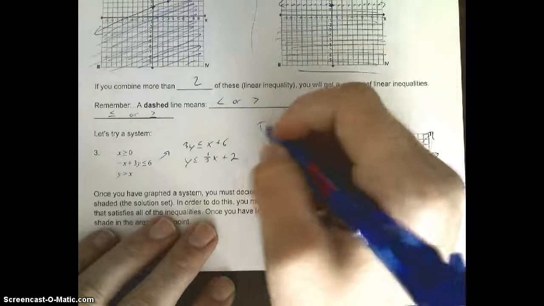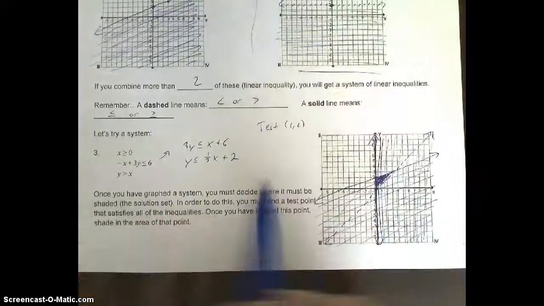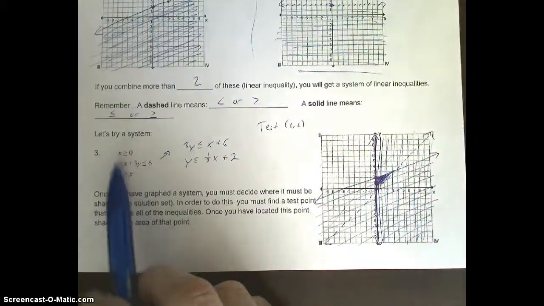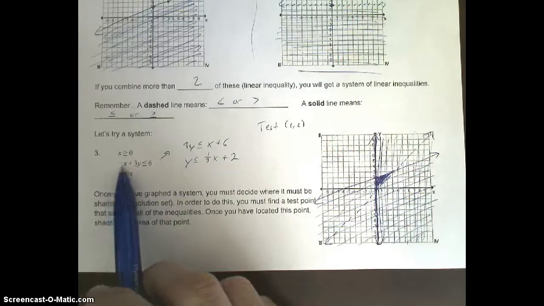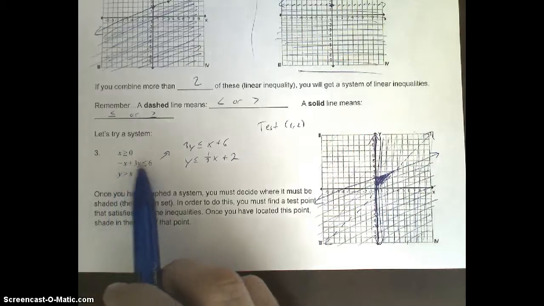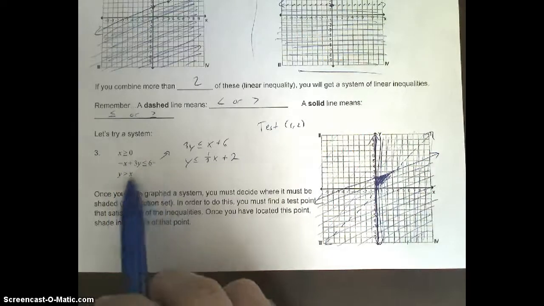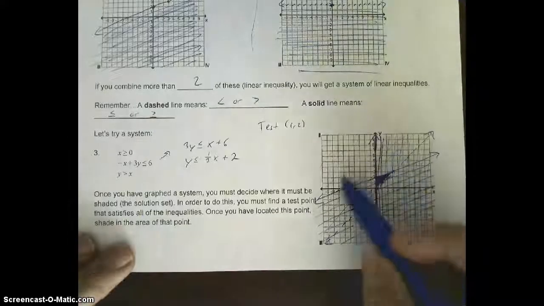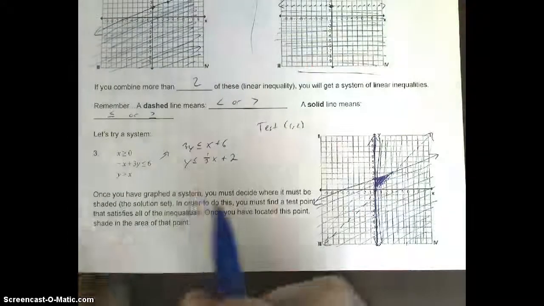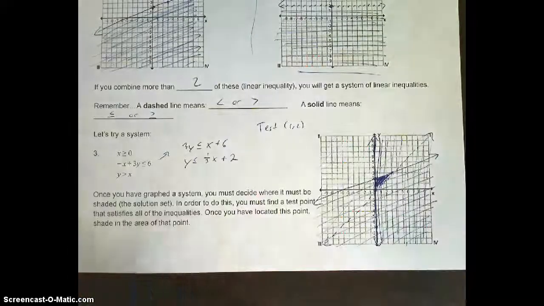So if we test (1, 2), is 1 greater than or equal to 0? Yes. By putting 1 and 2 in for x and y respectively, -1 plus 6 is 4. 4 is less than or equal to 6. Cool. And is 2 greater than 1? Yep. So we're all good. If you check anywhere else, it will not work.